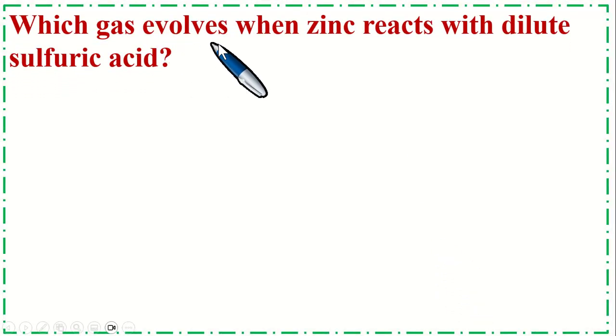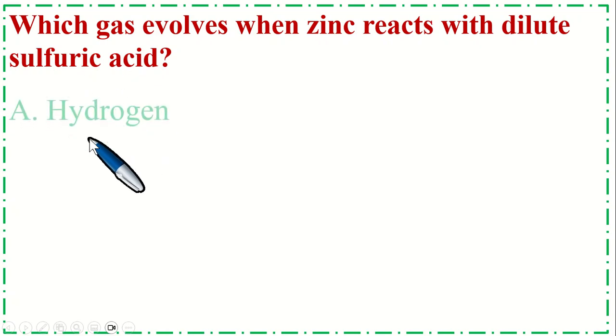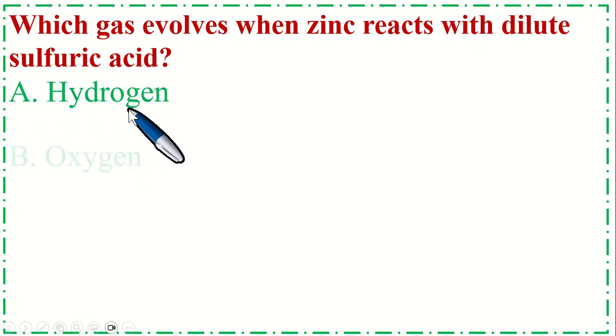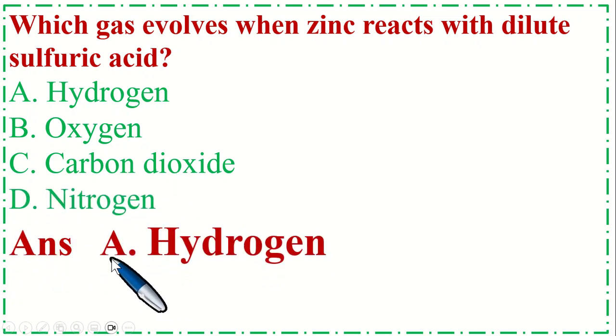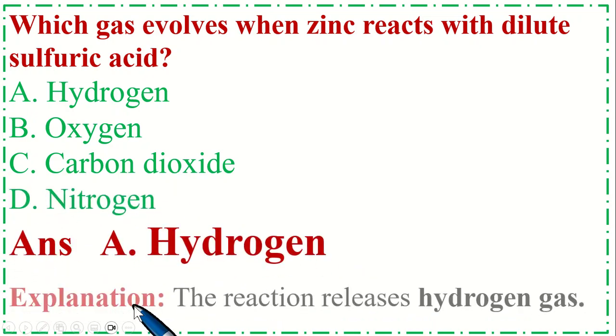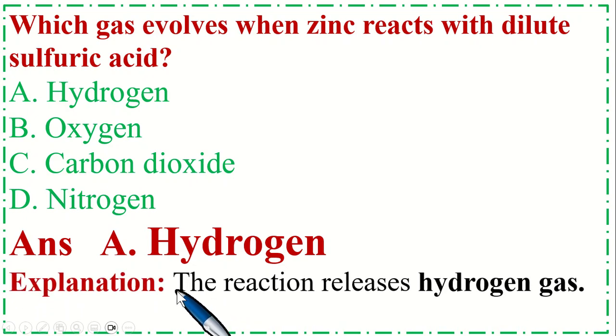Which gas is evolved when zinc reacts with dilute sulfuric acid? Option A, hydrogen, B, oxygen, C, carbon dioxide, and option D, nitrogen. So the correct option is A, hydrogen. Explanation: the reaction releases hydrogen gas.